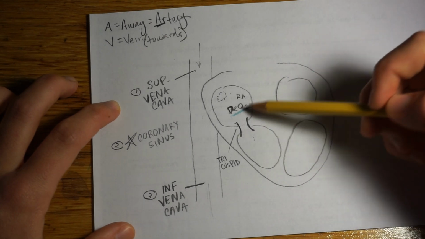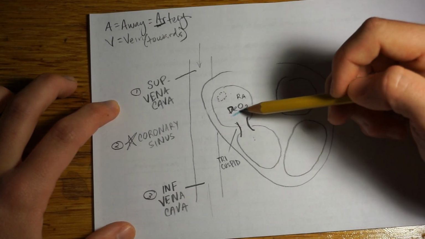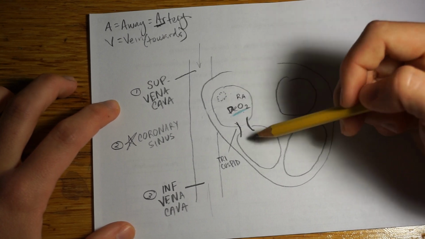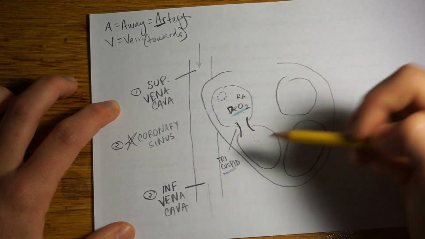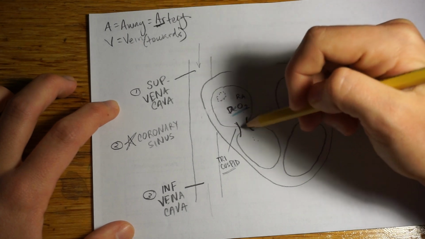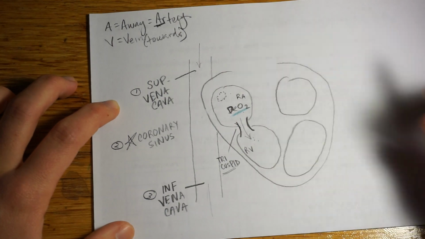And why is that? It's because it's the right side. It's the valve on the right side that connects the right atrium to the right ventricle. So the right atrioventricular valve. It makes sense. Just word dissect. It's also known as a tricuspid valve. So this deoxygenated blood from the right atrium is then going to travel down to the right ventricle, down here.